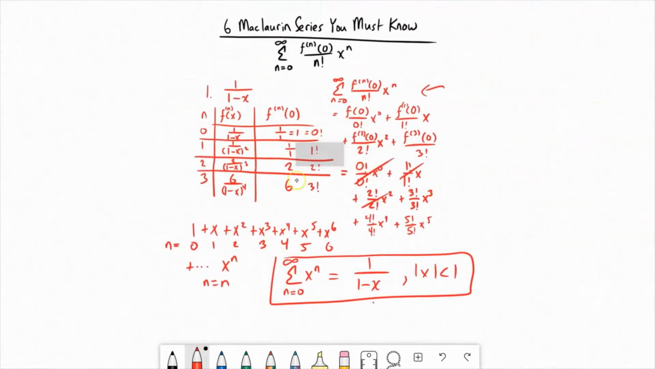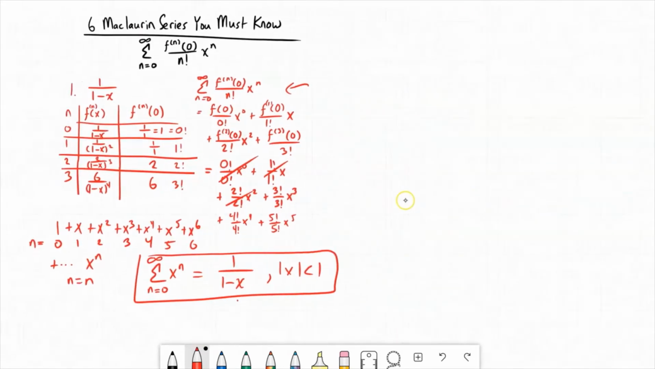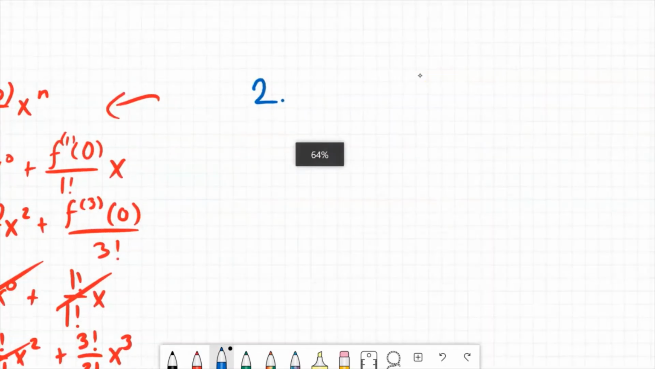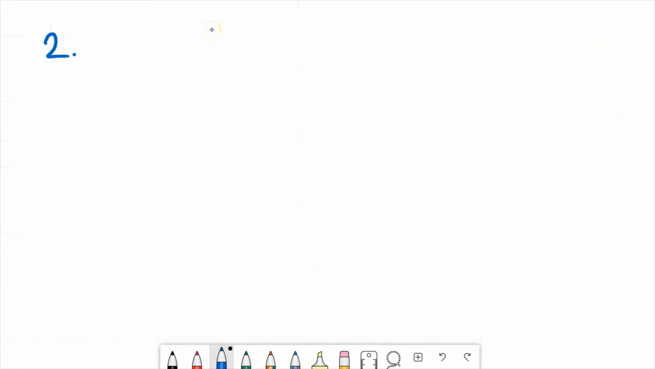Here it is, all the work shown. Let's move on to number 2. Let me zoom in now. Let's see, there we go. Number 2 is e to the x. Okay, what's the Taylor series expansion for this, or the Maclaurin series?